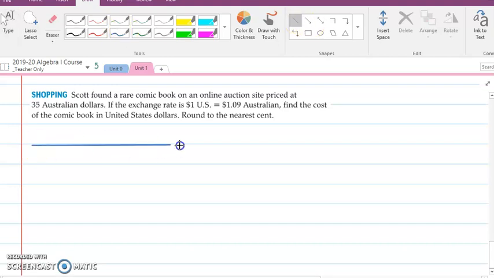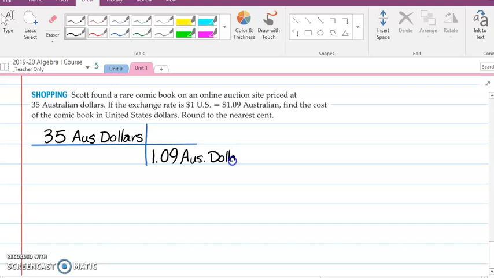We're going to start the problem off the same as all the rest of them. We're going to start with what we know. We know that the comic book costs 35 Australian dollars. We also know that 1.09 Australian dollars is the same as 1 US dollar.